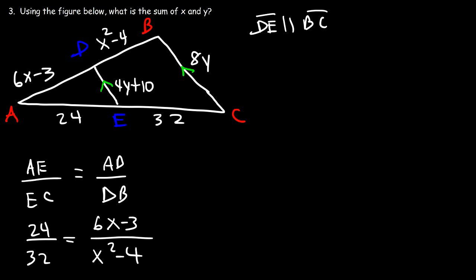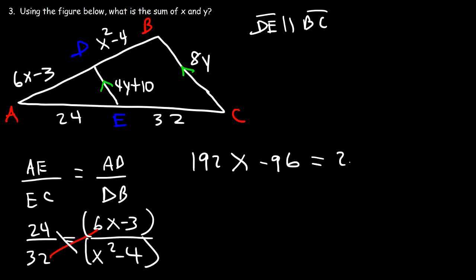So let's cross multiply. So 32 times 6x, that's going to be 192x. And then 32 times negative 3, that's negative 96. And then 24 times x squared is 24x squared. And 24 times negative 4 is negative 96.